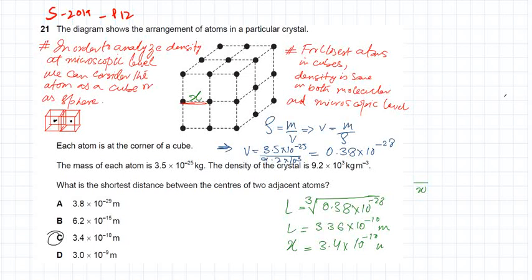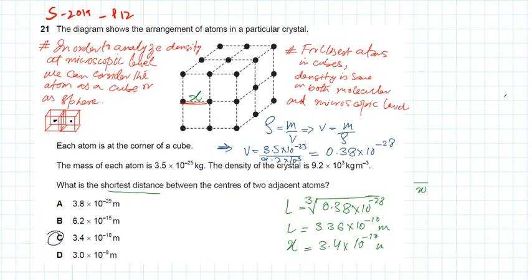The question says the diagram shows the arrangement of atoms in a particular crystal. Each atom is at the corner of a cube. The mass of each atom is 3.5 × 10^-25 kilogram. The density of the crystal is 9.2 × 10^3 kilogram per meter cube. So you see the mass is for the single atom and the density is for the crystal. What is the shortest distance between the centers of two adjacent atoms? So we need to check this.